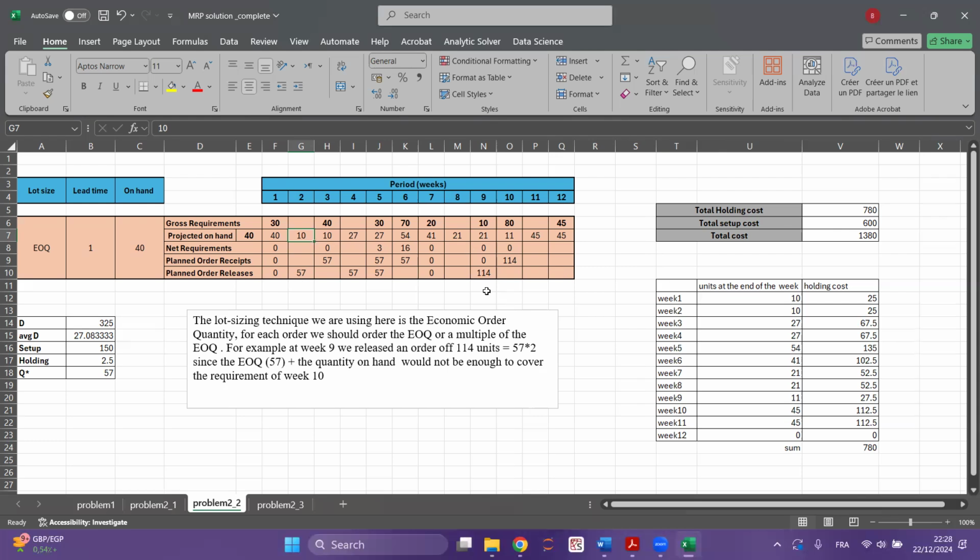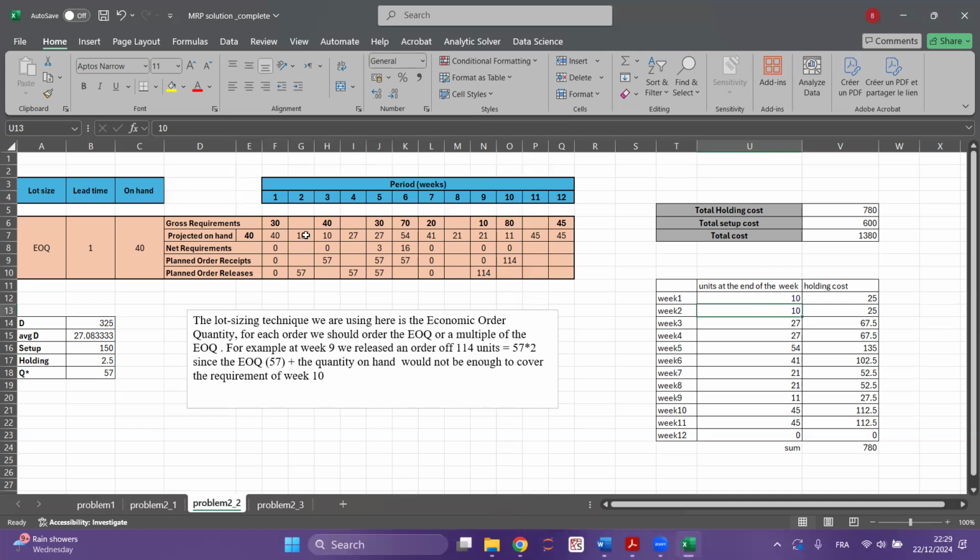Okay, it's all the same until week 10. Week 10, we have ordered 114 units, which is 2 times 57. This is because we need 80 units in week 10. So we can't just order 57 units. So to calculate the total holding cost, we do the same thing as we did in the previous part. So week 1 we have 10 units because we used 30.